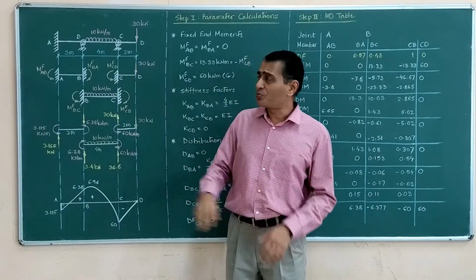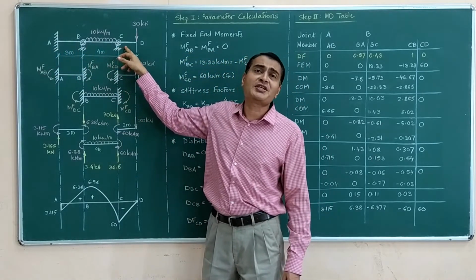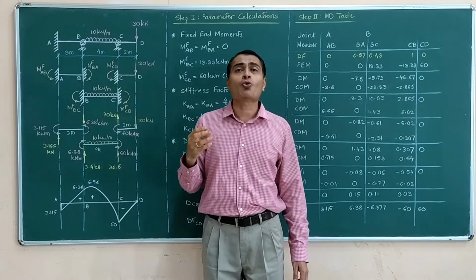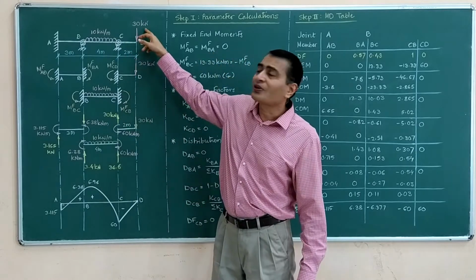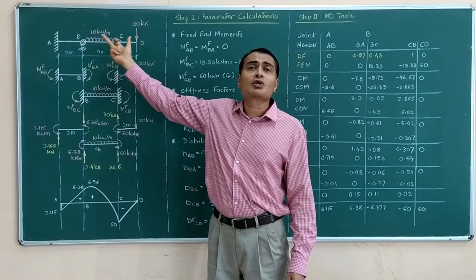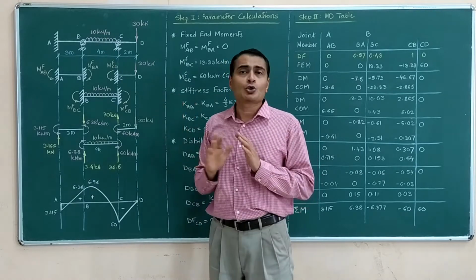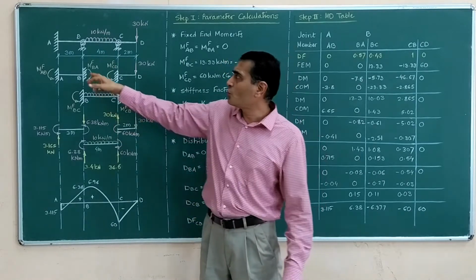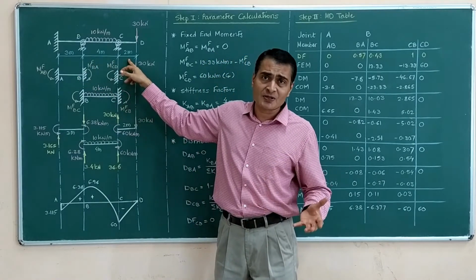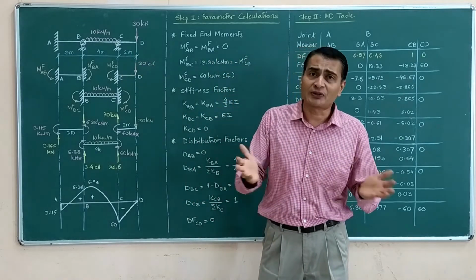So here is our continuous beam. Support A is fixed, support B, support C are interior roller supports, and portion CD is an overhanging portion. There is a 30 kN load acting at the free end of the overhang, 10 kN per meter UDL acting over portion BC, portion AB not loaded at all, and you have 3 meters, 4 meters, 2 meters as the spans. We are supposed to analyze this beam using moment distribution method.